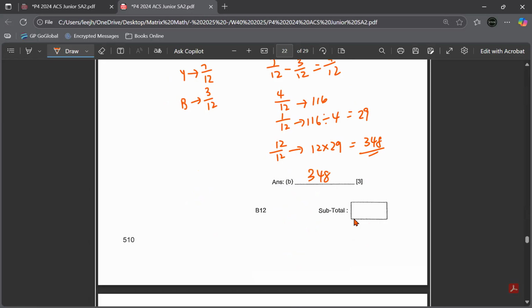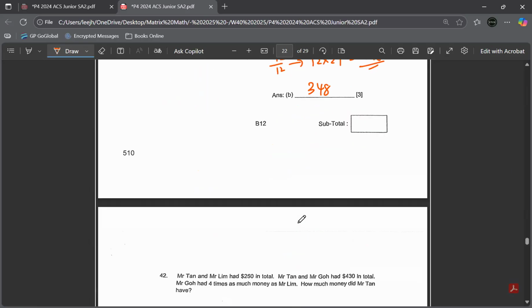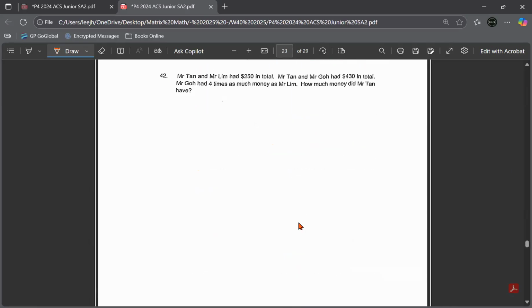Okay. Question number 42. Mr. Tan and Mr. Lim had $250 in total. Mr. Tan and Mr. Goh had $430 in total. Mr. Goh had 4 times as much money as Mr. Lim. So how much money did Mr. Tan have? So you know this is repeated identity. So you know that Tan plus Lim. Okay, just write the surname now.